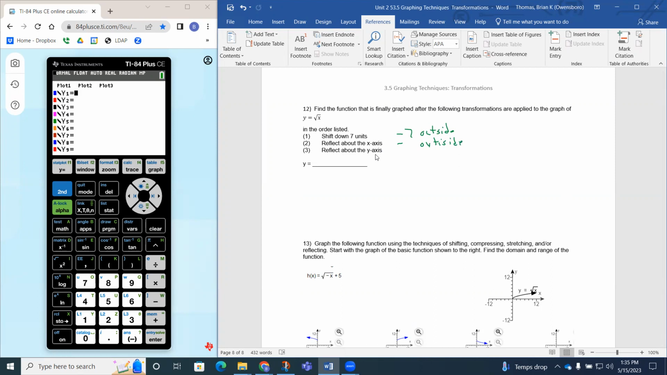And then reflection about the y-axis is going to be inside. So negative on the inside. So what I'm looking at is I have a negative square root of negative x minus 7 is what we're picking up on.